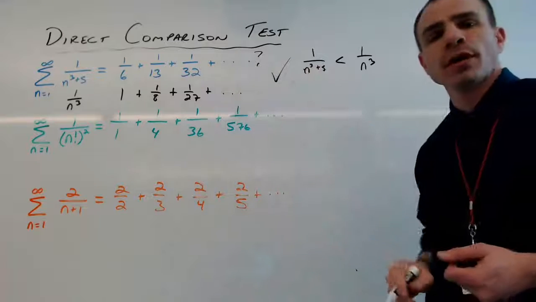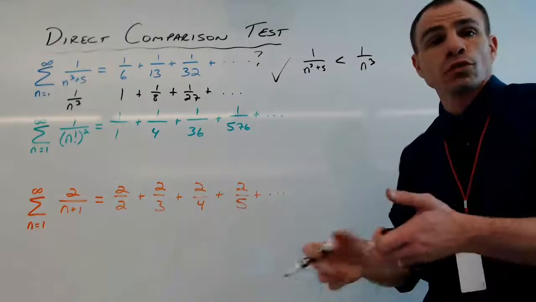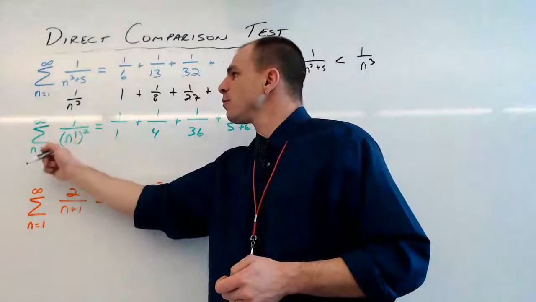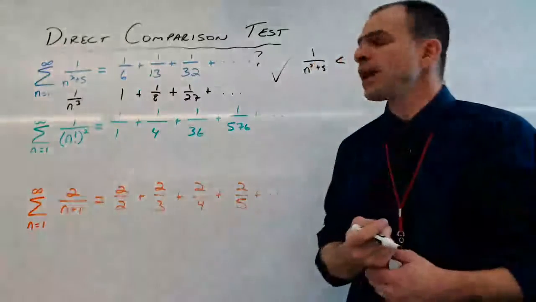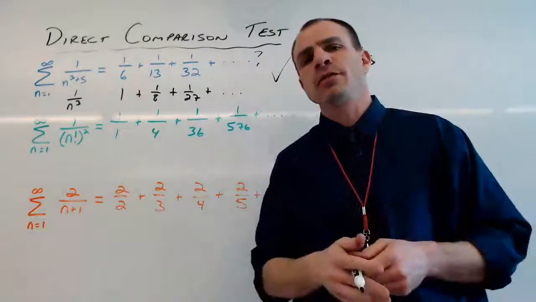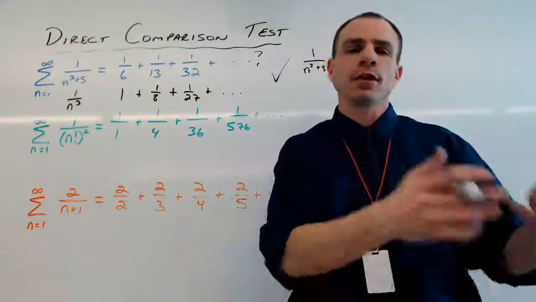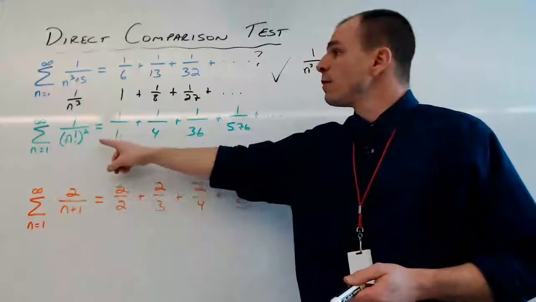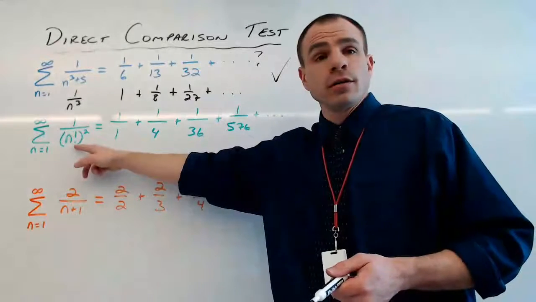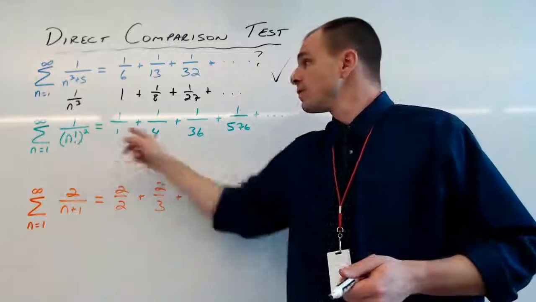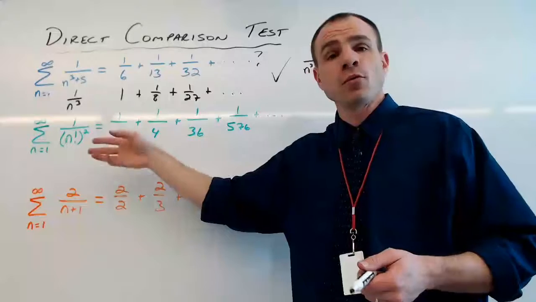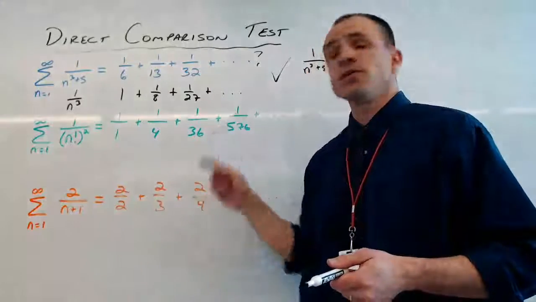That's the idea behind the direct comparison test. A little more practice with it. Let's look at this one in green. The sum as n goes from 1 to infinity of 1 over n factorial squared. N factorial, 5 factorial, we talked about this in an earlier video. 5 factorial is 5 times 4 times 3 times 2 times 1. So 1 factorial is 1, 1 squared is 1, so we have 1 over 1. 2 factorial is 2 times 1, or 2. Squared is 4, so we have 1 over 4. 3 factorial is 3 times 2 times 1, or 6. 6 squared is 36, so on and so forth.